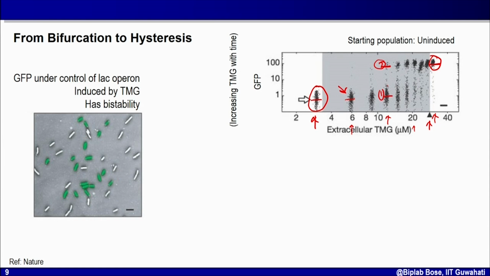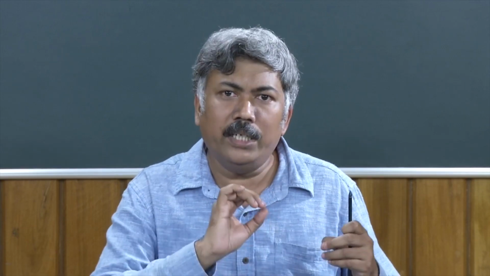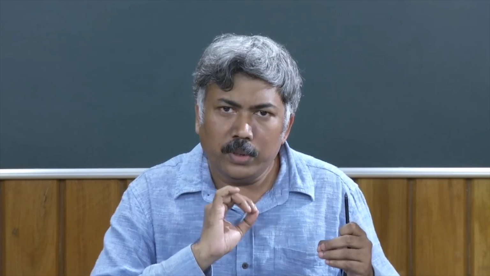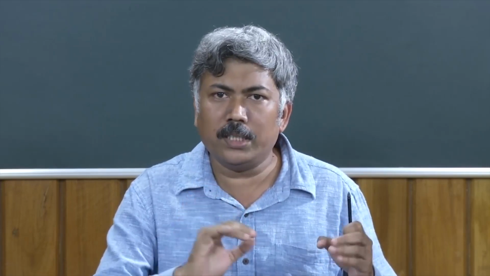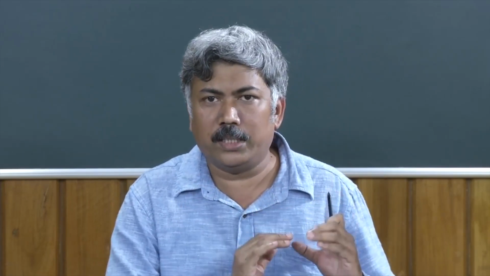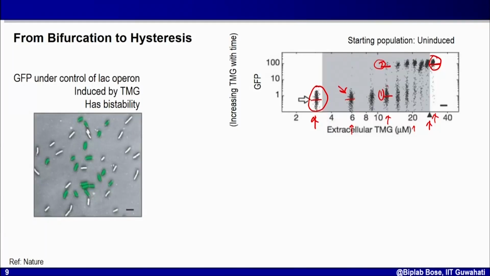So what is happening? They took uninduced cells and they started adding TMG to reach a particular value of TMG concentration, and allowed these cells to reach a steady state and measured the intensity of fluorescence of GFP in each of these cells and plotted the data. And you can see initially the system remains at this lower steady state, and then bistability arises and the majority of the cells are in the lower one, then slowly they move to the higher one.